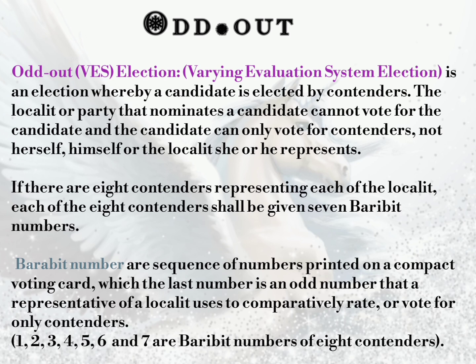If there are 8 contenders representing each of the localate, each of the 8 contenders shall be given 7 barabit numbers. Barabit number: a sequence of numbers printed on a compact voting card, of which the last number is an odd number, that a representative of a localate uses to comparatively rate, or vote for, only contenders. 1, 2, 3, 4, 5, 6 and 7 are barabit numbers of 8 contenders.